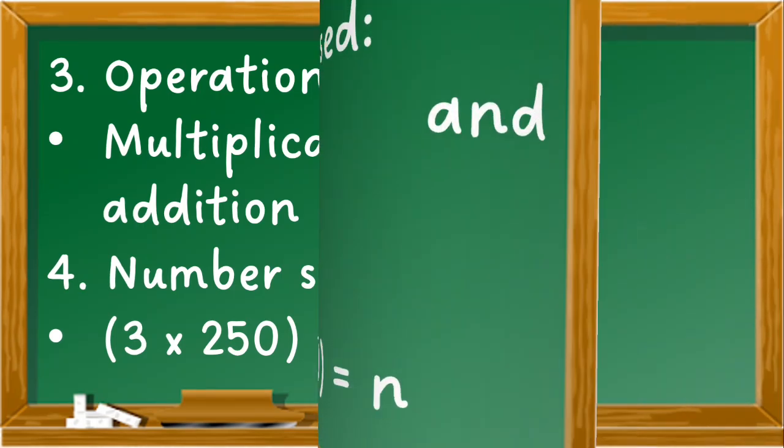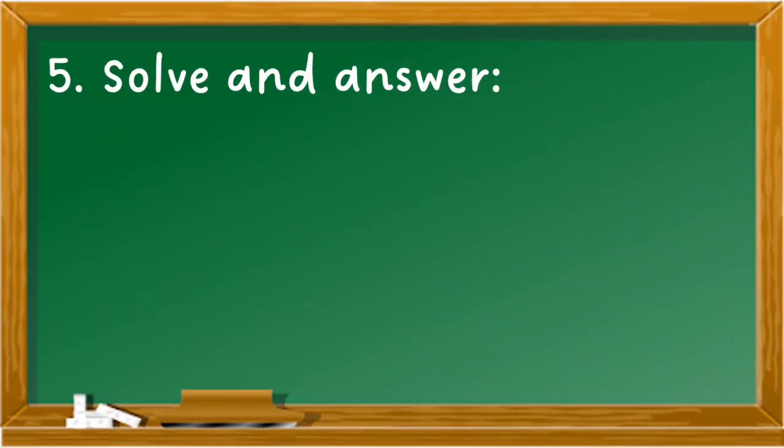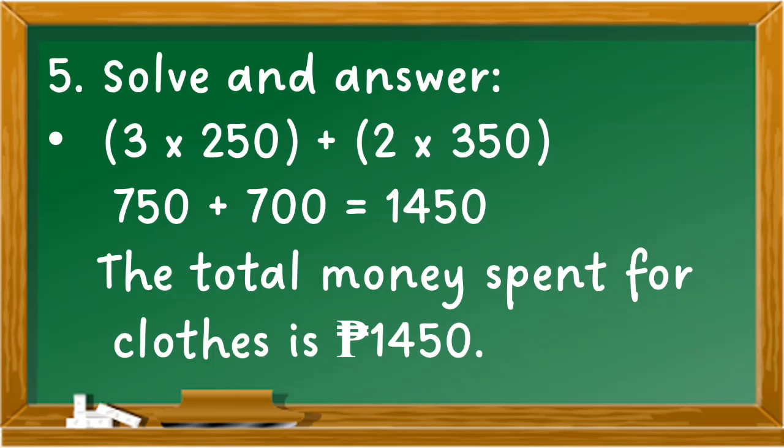The last step is to solve and answer. In the word problem, the first thing to do is to identify how much is the worth of the 3 blouses. So 3 times 250 pesos each is equal to 750 pesos. And the cost of the 2 pairs of jeans is 2 times 350, which is equal to 700 pesos. Therefore, if we combine the prices of the blouses and the pair of jeans, 750 plus 700 is equal to 1,450. Therefore, the total money spent for Lina's clothes is 1,450 pesos.